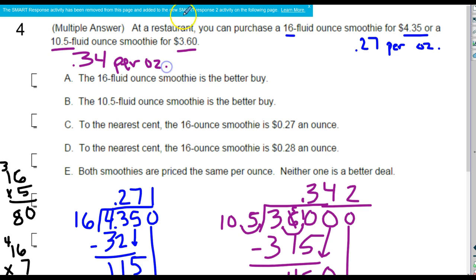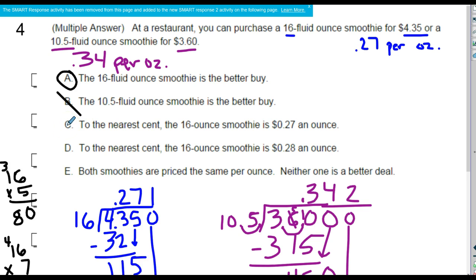Okay, so now I can actually get to the question. Letter A says the 16 fluid ounce smoothie is the better buy. Well, let's see, 16 ounce was 27 cents per ounce, and the 10.5 ounce was 34 cents per ounce. Yeah, I'd say definitely you're saving some money with the 16 ounce. 10.5 ounce one is not the better buy. It's more expensive per ounce.